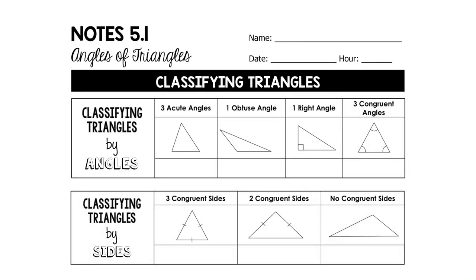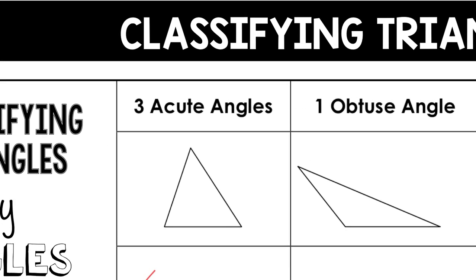Today we're going to learn section 5.1, angles of triangles. To start with, we're going to start with classifying triangles. You can classify triangles by angles and by sides. If you want to classify triangles by its angles, you have to know what kind of angles are in the figure. So if we look here, we've got a triangle.